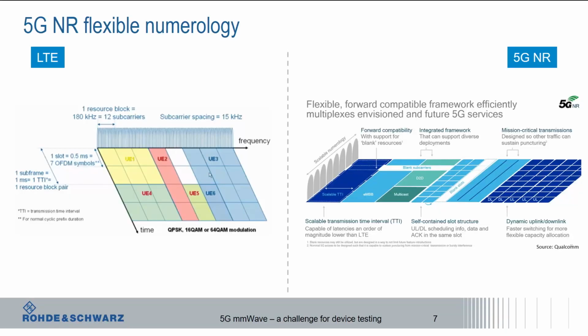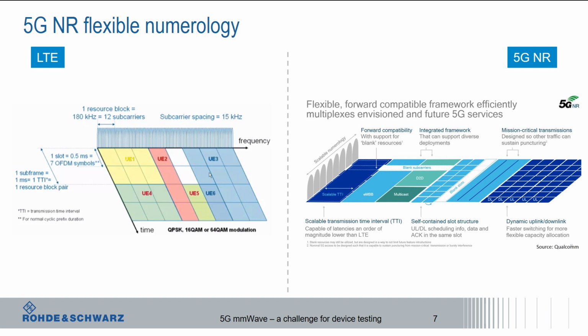That ends in a numerology that is way more flexible in 5G than it was in LTE. Again, on the left-hand side, you see LTE, so the 7 symbols per slot, 2 slots per subframe, and then here the 180 kilohertz over the 12 subcarriers with 15 kilohertz subcarrier spacing. This is how we scheduled the data in LTE.